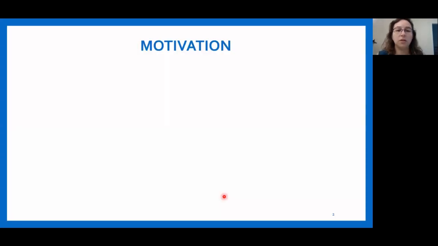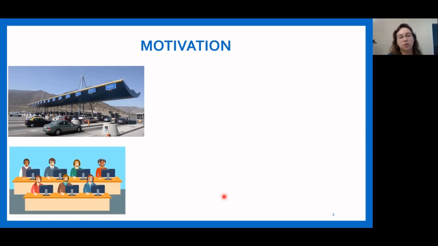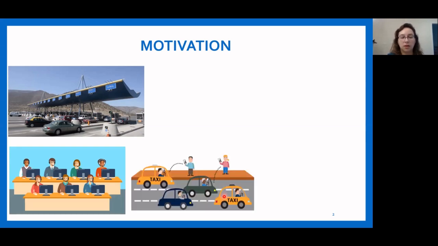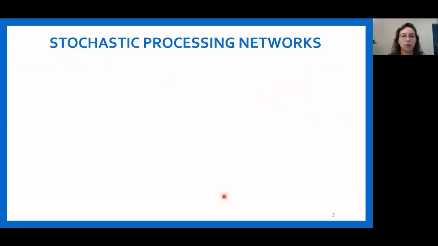So what's our motivation? Well, our motivations are queues, processes where we arrive and we have to wait in line before someone can help us. An example is a toll, like in this picture, or call centers, ride-sharing apps, delivery apps, or anything related to the cloud. And what we want to do is minimize delay. So how do we do this? Well, we approach the problems from a stochastic processing networks point of view. So the systems I showed you before will be drawn like this.